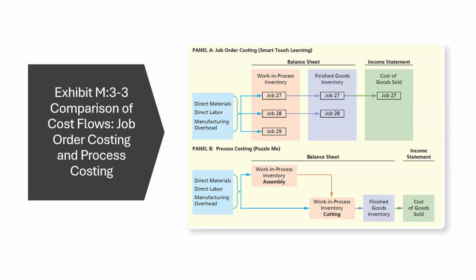So let's take a look at panel B, the process costing for Puzzle Me Company. You have direct materials, direct labor, and then you have manufacturing overhead that are recorded in work in process inventory accounts for mixing, molding, and packaging on the balance sheet.